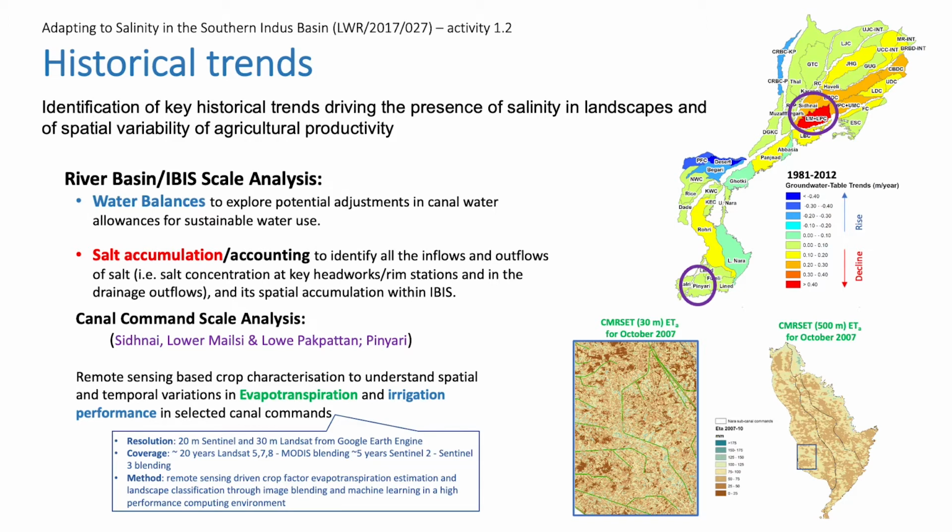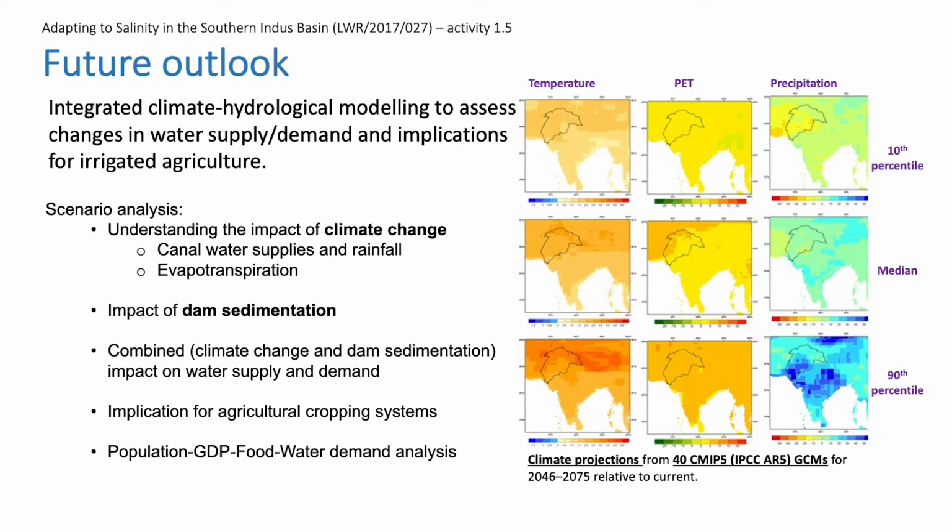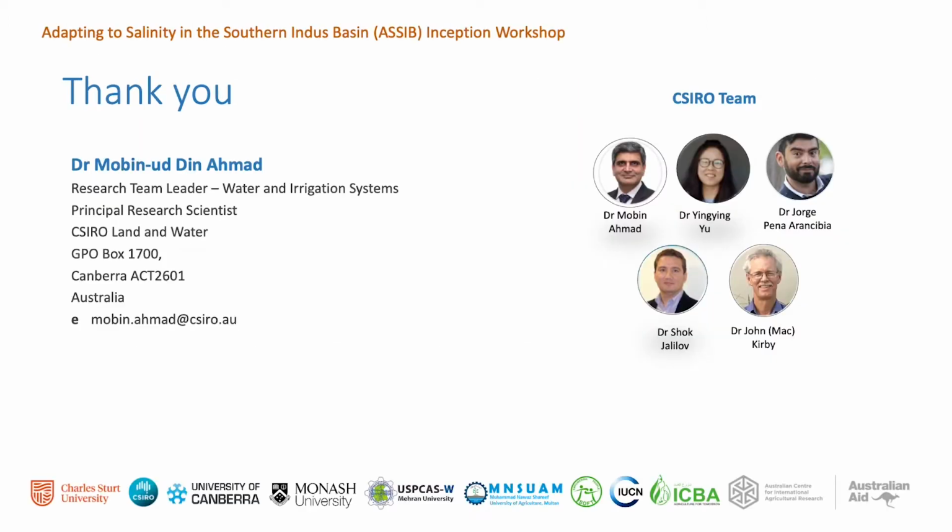For these selected areas, we will be doing a more detailed analysis using multi-scale remote sensing images to understand the evaporation and irrigation performance trends. Using the Indus River System Model, we will develop future outlook scenarios to understand the potential impact of climate change and dam sedimentation on future water availability and future agricultural demand in the Indus Basin and associated implications for irrigated agriculture in Pakistan. Thank you very much.